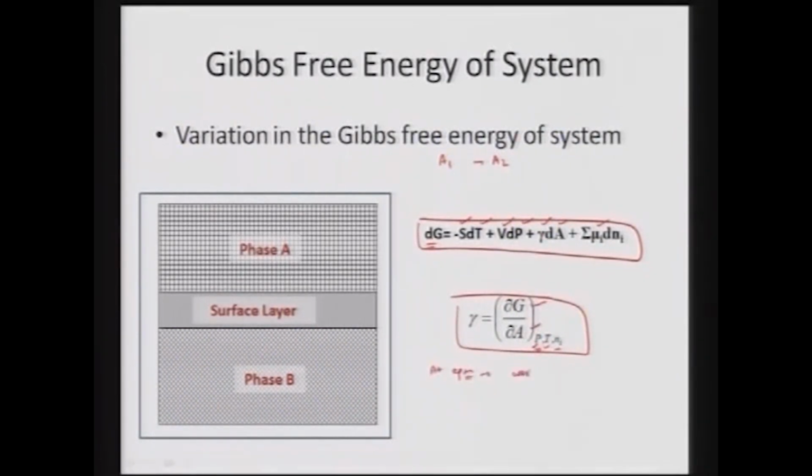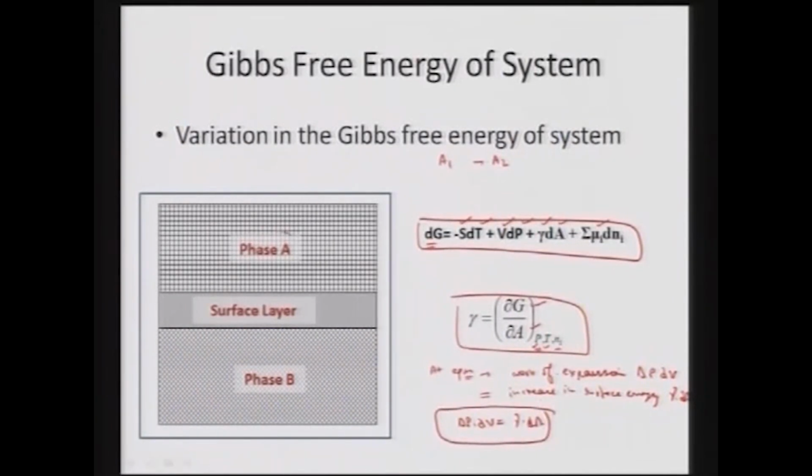Work of expansion that is given by PdV will equal the increase in the surface energy, that is gamma multiplied by dA. So we can realize that delta P dV will equal gamma into dA.